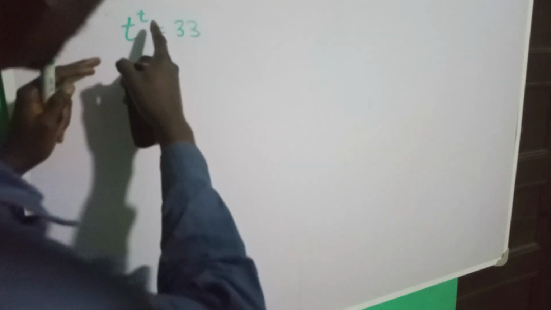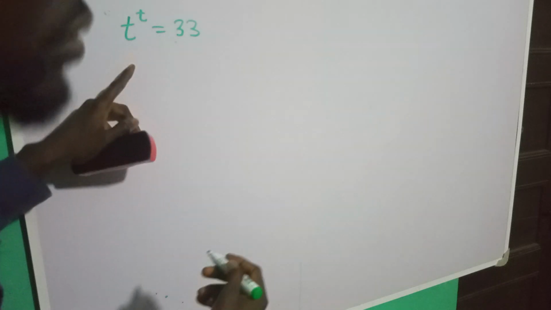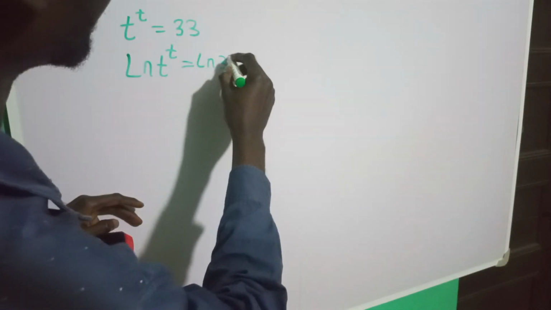So since we have t raised to power t, let us take the natural logarithm of both sides. So that will be ln t raised to power t is equal to ln 33. Now, this is the logarithm of both sides.